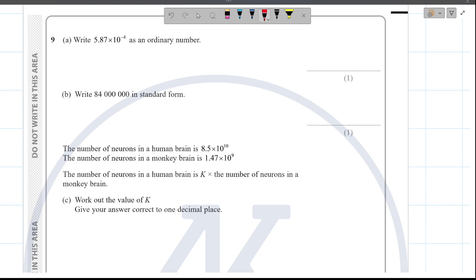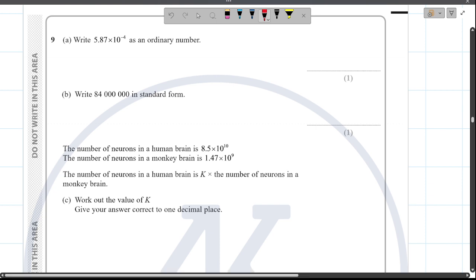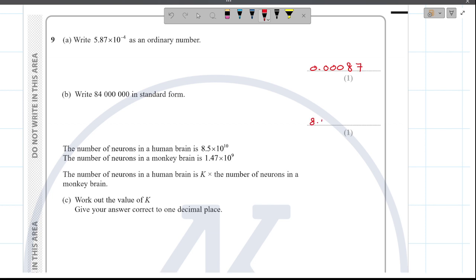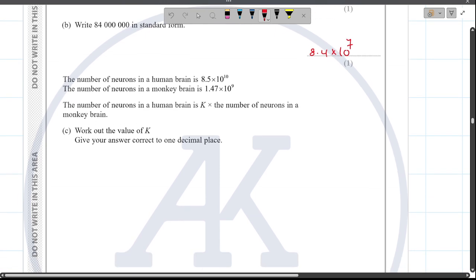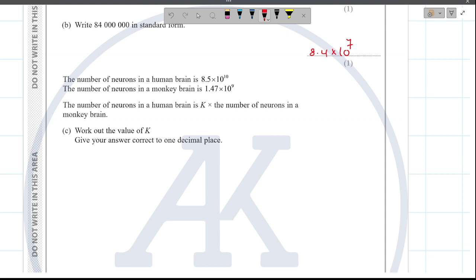Ordinary form, we can use a calculator. 5.87 multiplied by 10 power negative 4, which is equal to 0.3087. Here is 8.4 multiplied by 10 power 6. The number of neurons in the human brain is this, and the number for the monkey is this. The number for the human brain is k multiplied by the number of neurons of the monkey. Work out the value of k.